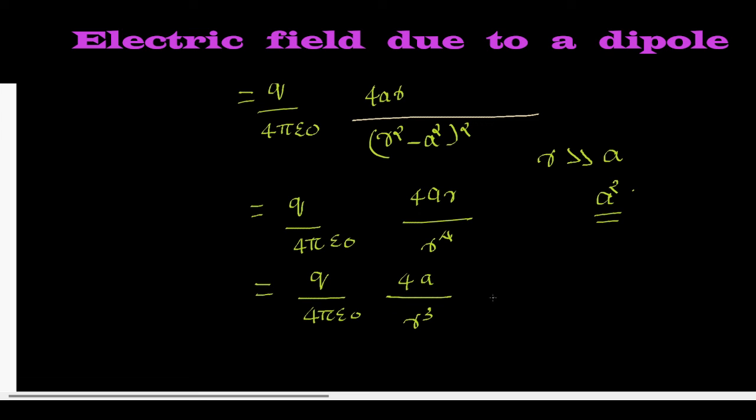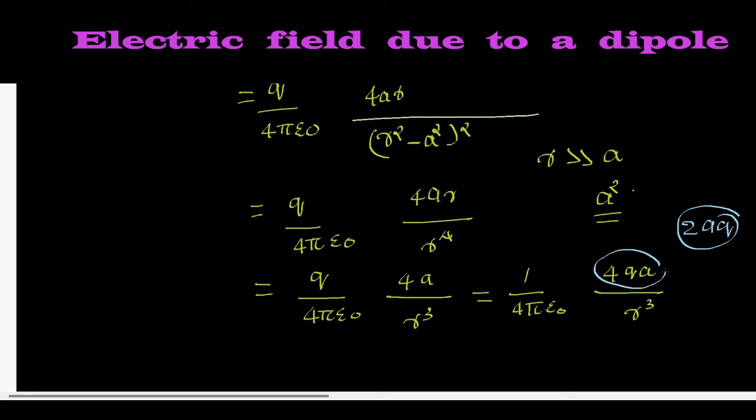So now we are doing some rearrangement. 1 by 4 pi epsilon 0, because the value of 1 by 4 pi epsilon 0 is very much known to us, so let us write it alone. 4 times qa divided by r cube. But we know the fact that 2aq is the dipole moment. So you can write this factor as 2 times 2aq. So it will be 2 times the dipole moment p.